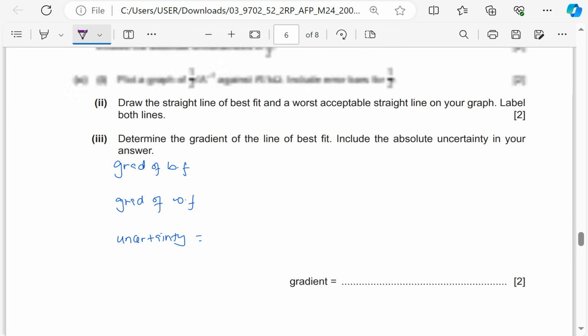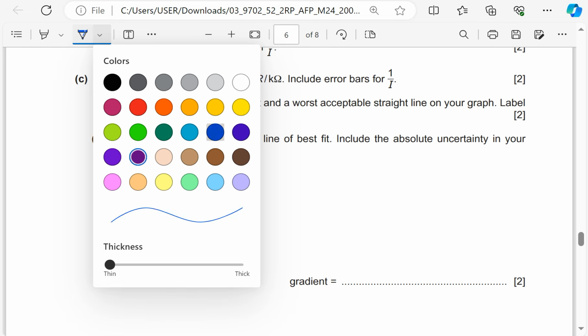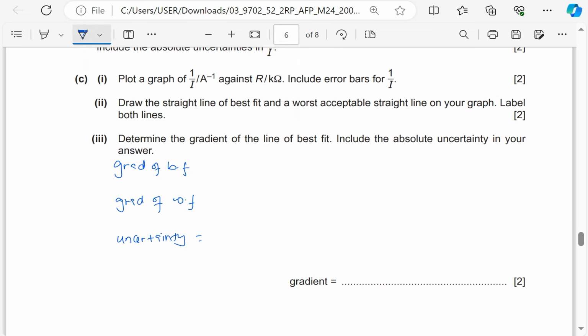Okay, so I'll now just substitute values, or just write here to find the gradient. For the best fit, we say the change in the y values, we have 8,700 minus 5,000 divided by 7.6 minus 2.1. For the worst, we had 8,900 minus 5,000 divided by 7.6 minus 2.2.